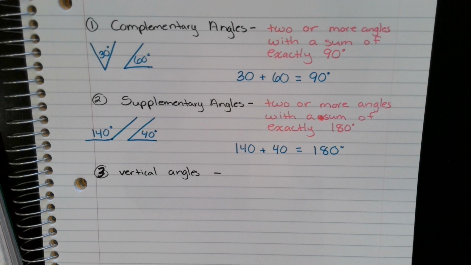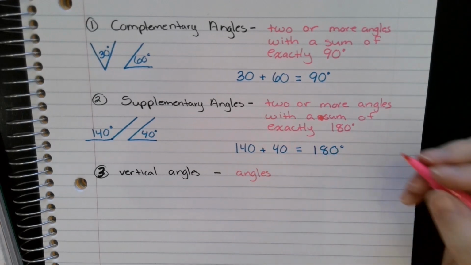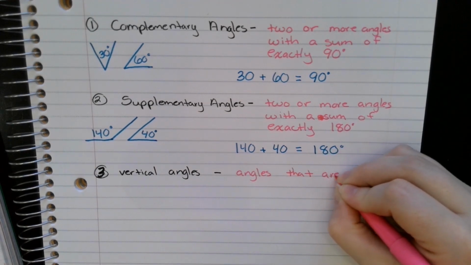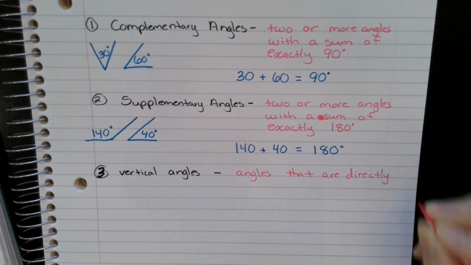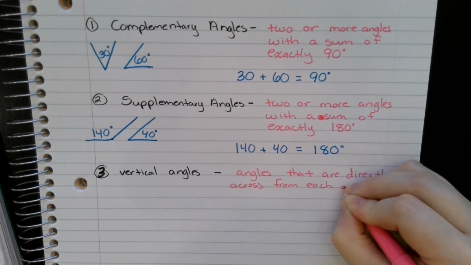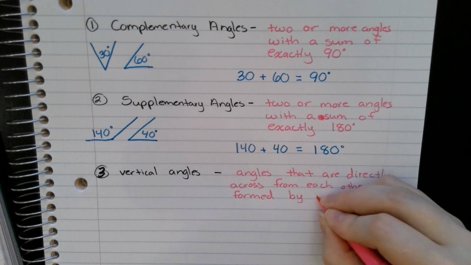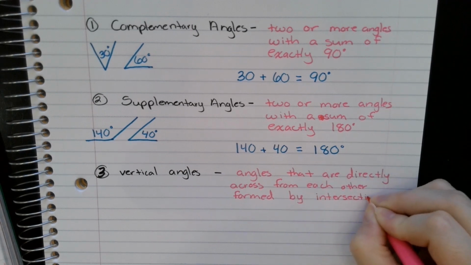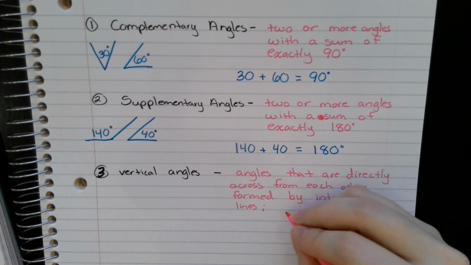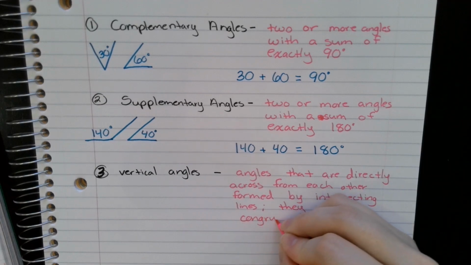That means they are exactly the same angle, but they're also formatted in a manner that they're directly across from each other when we've got lines that intersect. So let me go ahead and write the definition down real quickly so that you can get that. They are angles that are directly across from each other, formed by intersecting lines. And the most important thing that you need to keep in mind is that they are congruent. That means that they are equal. They are congruent, equal, same size.